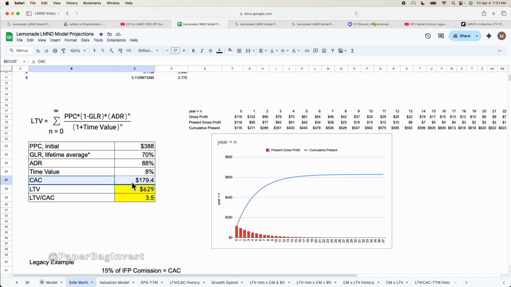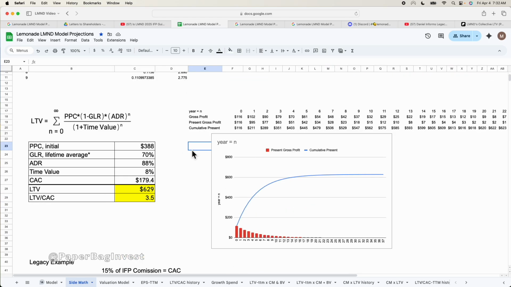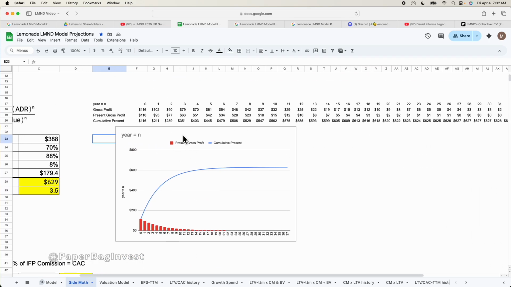CAC, that's for another video, another time. I have explored that in the past, explained how you can calculate your customer acquisition cost. But you plug in all these values and you get your LTV, which is this kind of monster equation here. I've now laid out the entire thing on the side.